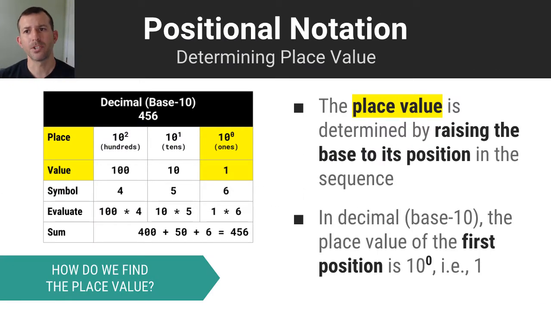The idea of positional notation helps us determine the place value of a particular symbol. All we do is take the base of the number system, for example 10 for decimal, and raise it to its position, starting with 0. This explains why the first place value in the decimal number system is the ones place, because 10 to the 0 is 1, and why the second place is 10, because 10 to the 1 is 10. Whether they taught it to you this way or not, this is how actual place values are determined.